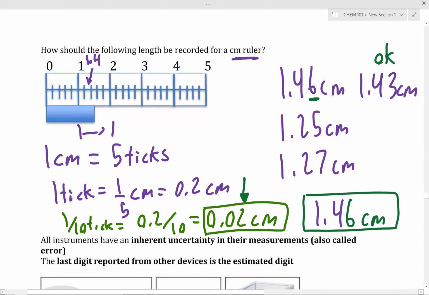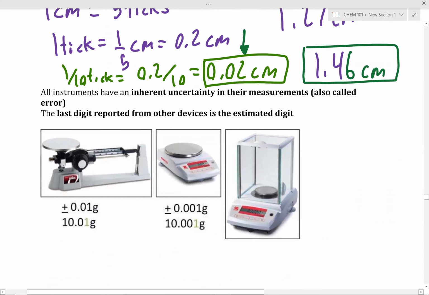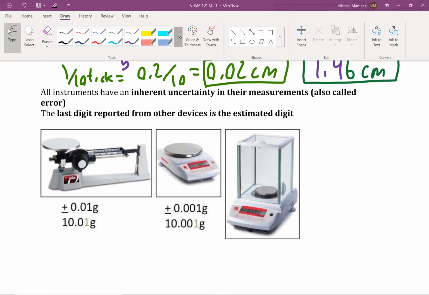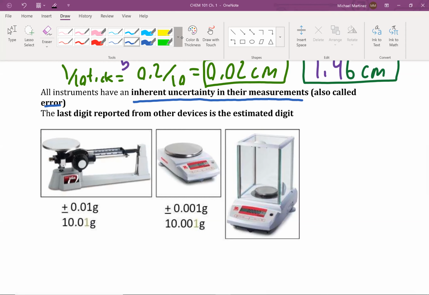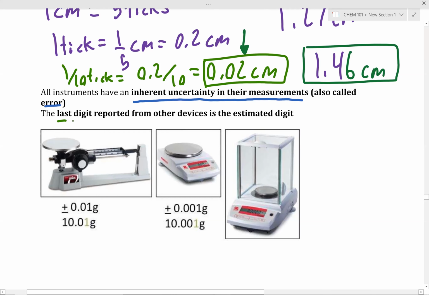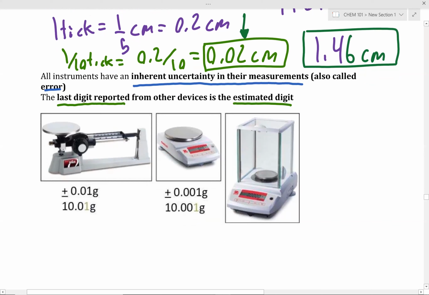Okay, let's keep going. So all instruments, even if they're non-graduated devices, have an inherent uncertainty. There's an inherent uncertainty in their measurements. This is also called error. So in this case, the last digit reported is the estimated digit.